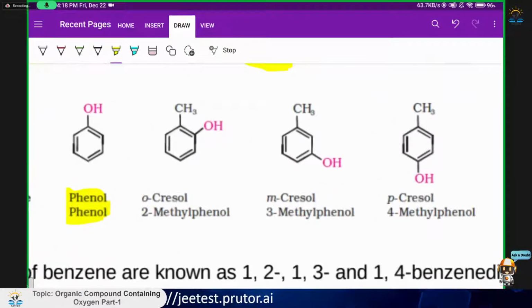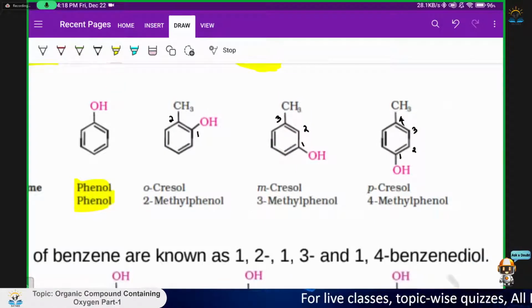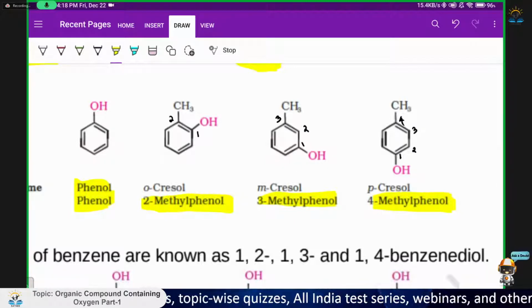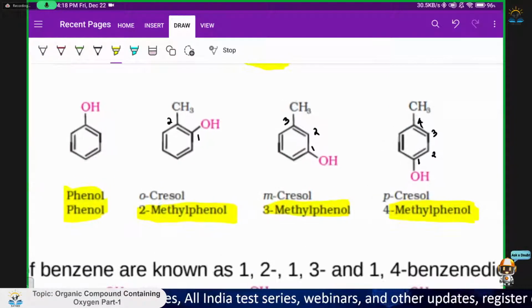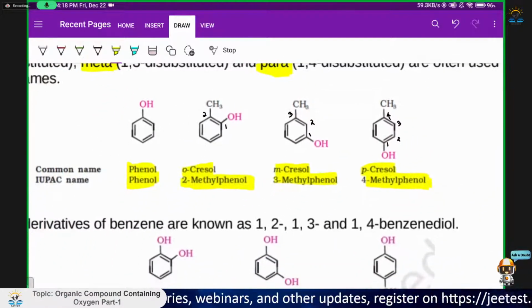Now here, we assign first position to the OH bonded carbon, second to the methyl group. Here also 1, 2, 3, 1, 2, 3, 4. So for assigning names, we have the IUPAC names 2-methylphenol, 3-methylphenol, and 4-methylphenol. And when OH and CH3 groups are both attached to the benzene ring, we name the compound as cresol. So depending upon the position, we can name it as orthocresol, metacresol, and paracresol. Such are the common names of the compounds.